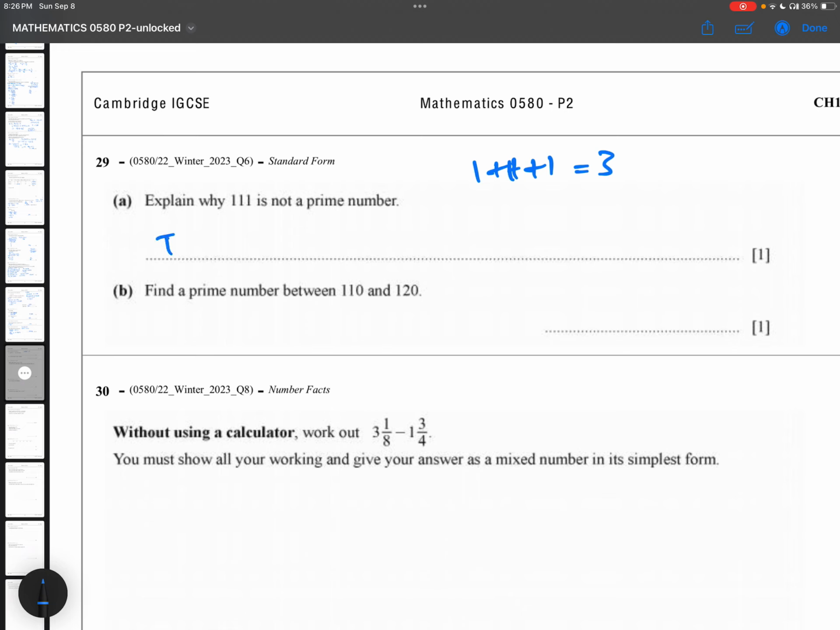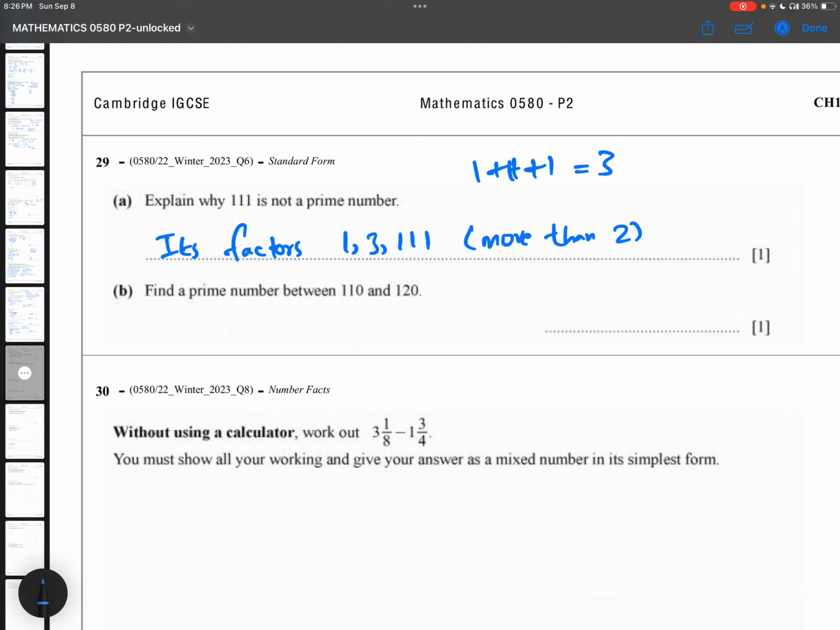Its factors are 1, 3, and 111 itself, which is more than 2. There can be more factors as well, but I don't need to check it. So it's not a prime number. A prime number contains only two factors.